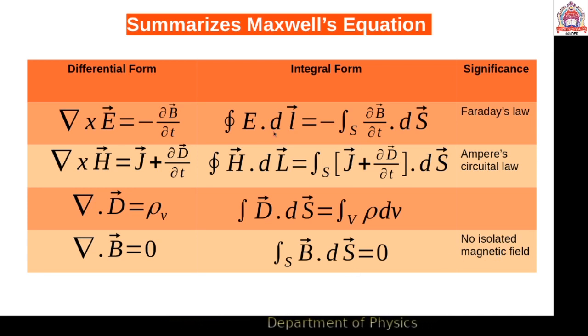For the integral form, the closed integral of E dot dl is equal to minus the surface integral of dou B by dou t into ds, again related to Faraday's law. Then the closed line integral of H dot dl, the magnetic field, is equal to the surface integral of J plus dou D by dou t into ds. This is the modified Ampere's circuital law. Then the surface integral of D dot ds, that is the electric displacement, is equal to the volume integral of rho dv. This is the Gauss's law for electric field. Then the surface integral of B dot ds equal to 0 is the Gauss's law for magnetic field, that is, no isolated magnetic poles.